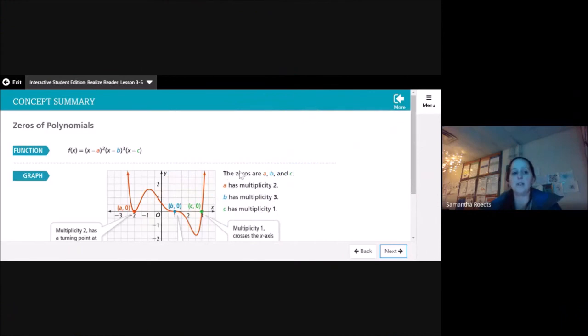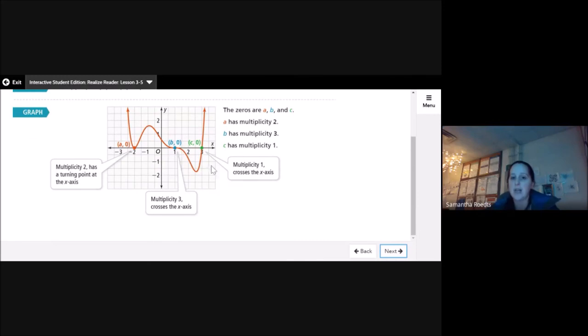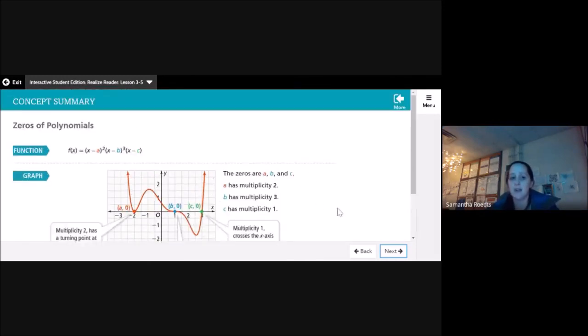All right, so concept summary, zeros of polynomials: f of x equals x minus a squared times x minus b cubed times x minus c. A multiplicity of 2 has a turning point at the x-axis, so it touches and then bounces off. The zeros are a, b, and c. A has a multiplicity of 2, b has a multiplicity of 3, so it crosses the x-axis. C has a multiplicity of 1, so it crosses the x-axis there. And that is the end of Unit 3, Lesson 5.